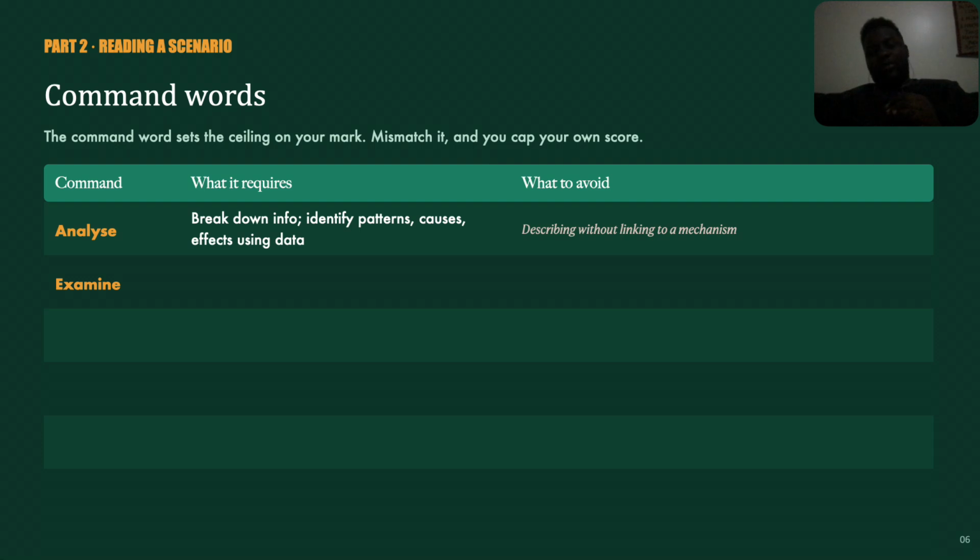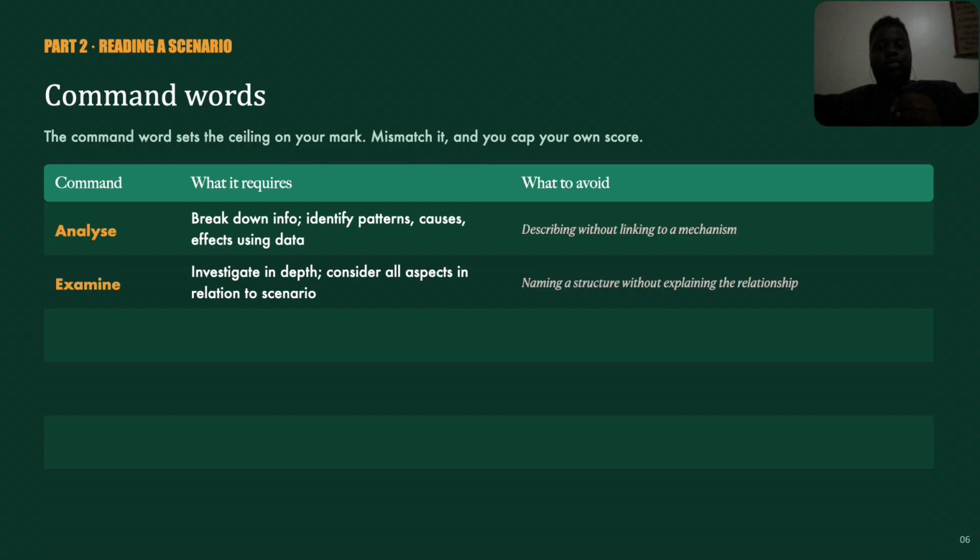This is not going to be a very common one, but it's also similar to what we call analysis. So we are telling you to investigate in depth, consider all the aspects in relation to the scenario. It's much similar to analysis. So here you are going to, for example, tell us this structure is the one that is being affected, and when this structure has this particular relationship with this other structure.